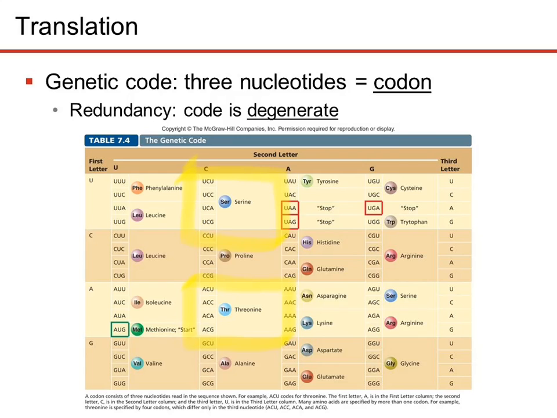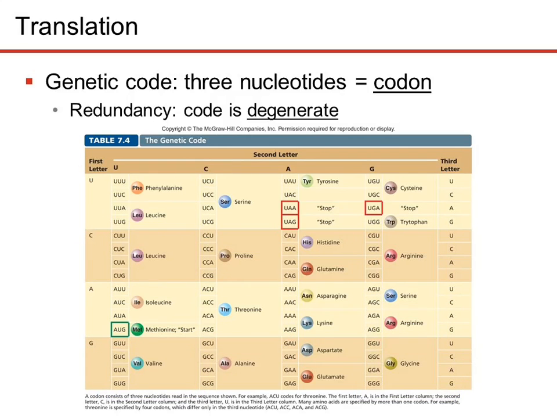And if we go on over this way, these 4 code for valine, and these 4 code for leucine, and over here these 4 code for arginine, plus there's a couple more here that code for arginine, and these 4 code for glycine, and so on down the list. There's lots of redundancy there.